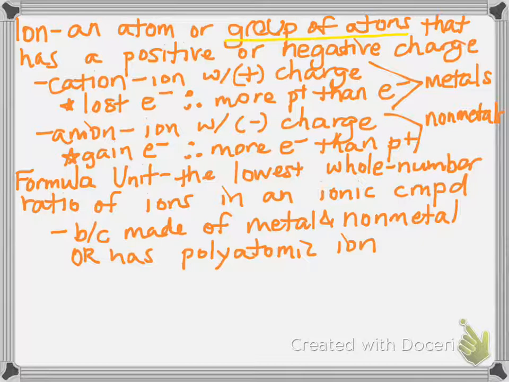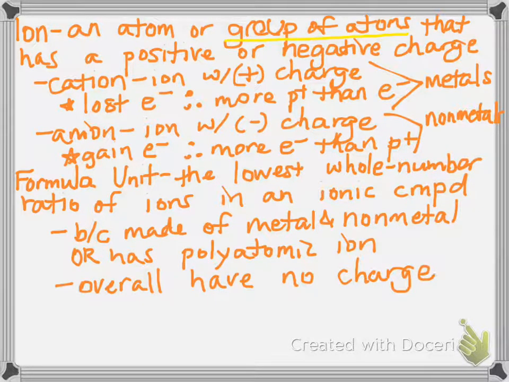Again, what we're talking about here with the formula unit is this idea that if I have a big chunk of ionic compound, the smallest piece I can chop it up into that still has all the properties of that ionic compound is called a formula unit. Remember, also, formula units overall have no charge. Even though they're made of positively and negatively charged ions, overall those ions combine so that they don't have a charge.